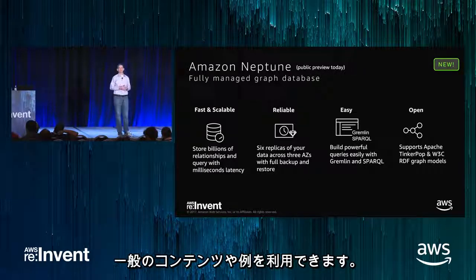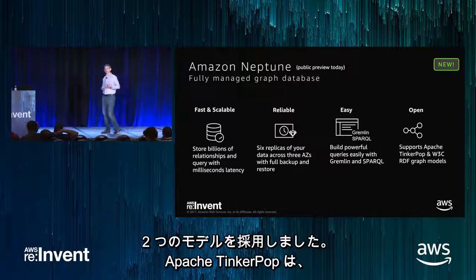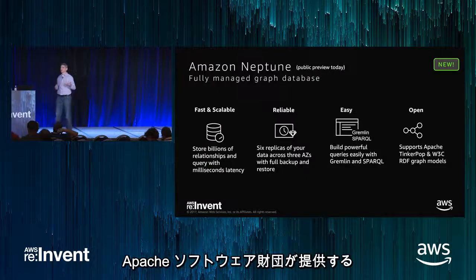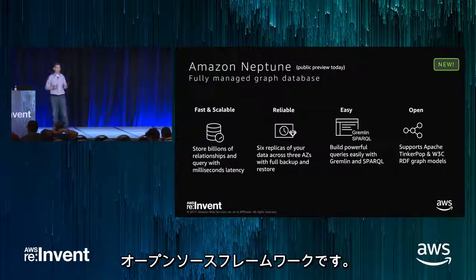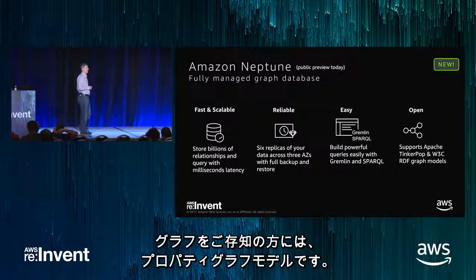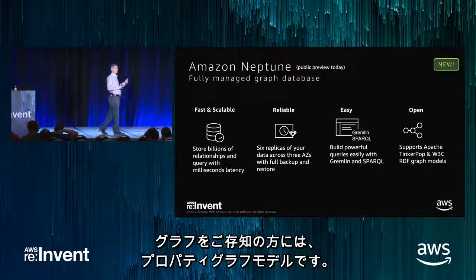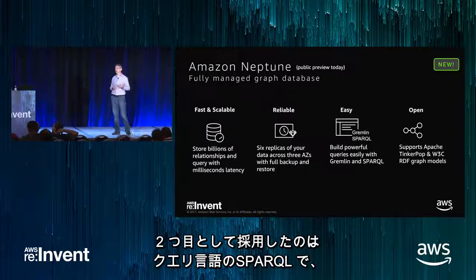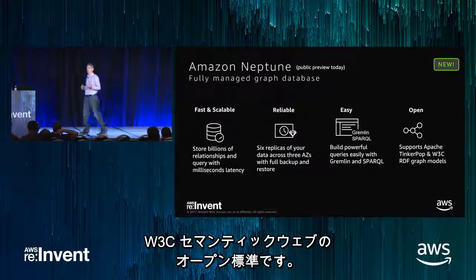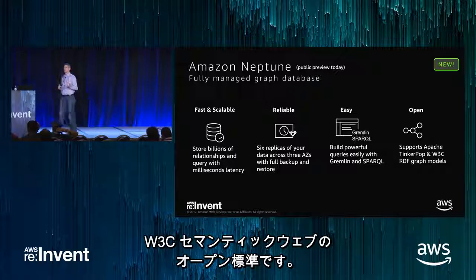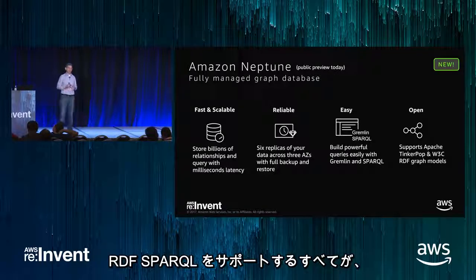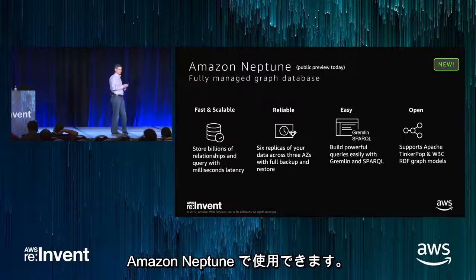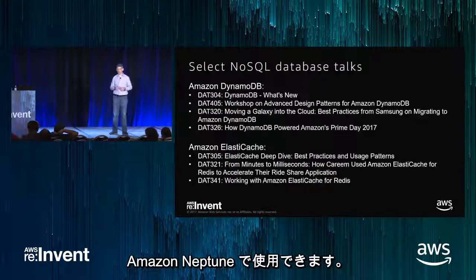You can find examples. And the 2 models we embraced are Apache TinkerPop, which is part of the Apache Software Foundation. It's an open source framework, and that is a property graph model for those of you who know graph. And the second query language that we embraced is SPARQL, which is part of the W3C semantic web. So that's an open standard, and anything that supports RDF SPARQL will actually work with Amazon Neptune.